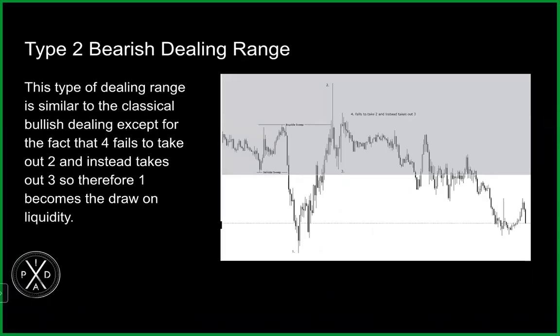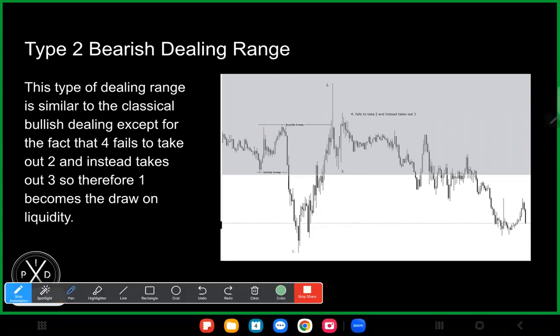And then this type of dealing range is similar to the classical bullish dealing range, except for the fact that 4 fails to take out 2 and instead takes out 3. So therefore, 1 becomes the drawn liquidity. So let's just draw this in real quick.